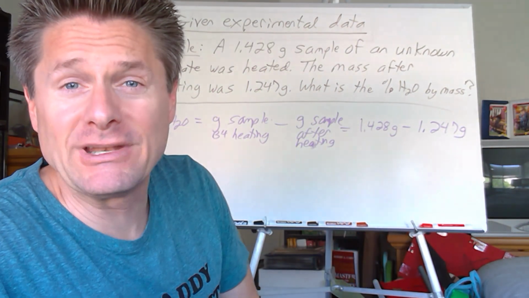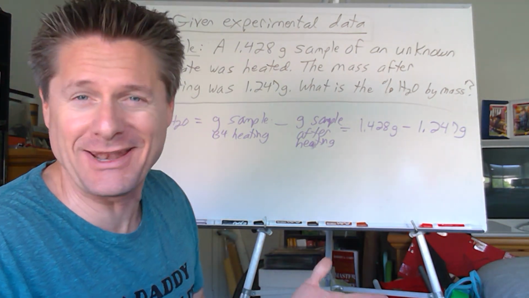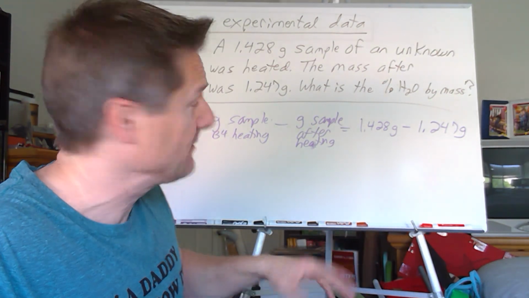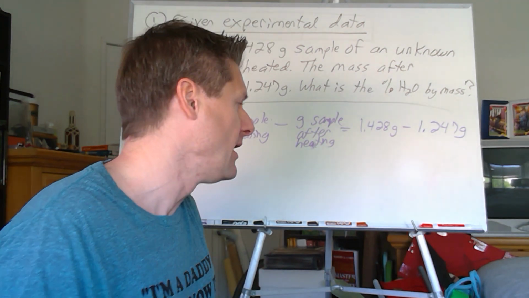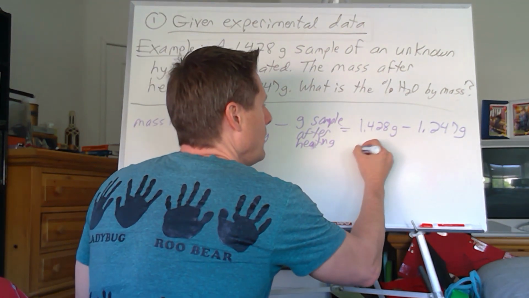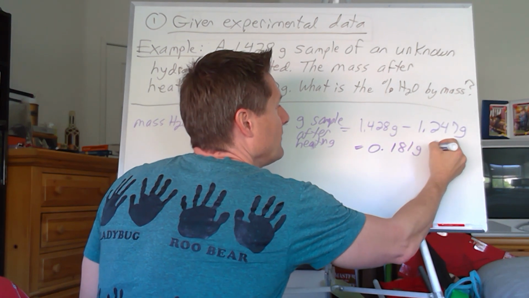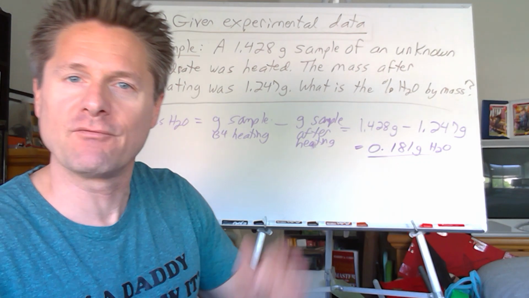If you got that backwards, you'd get a negative mass. That would not make any sense at all, right? What's a negative mass mean? It went into a black hole. I created a black hole. I don't even know what that means. 3 decimals, we're limited to 3 decimal places. So I get 0.181 grams of water. Right? The difference before and after.